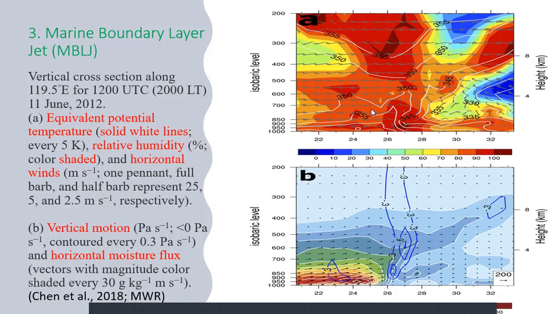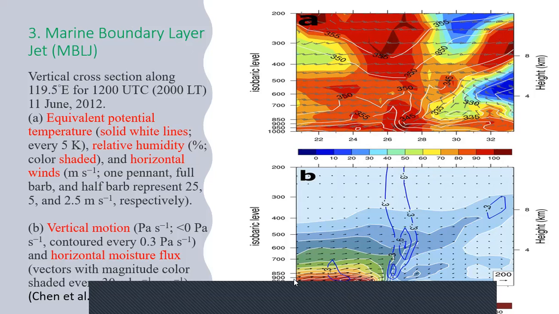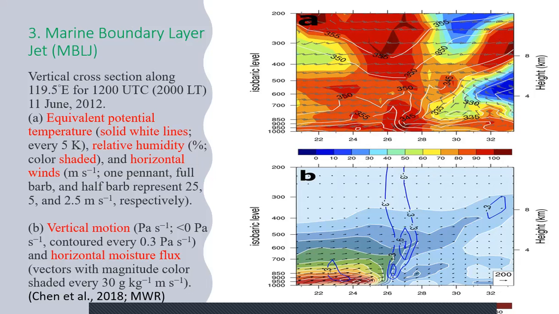This is one example of the Mei-Yu frontal zone. And in this case, I would like to introduce the marine boundary layer jet. So you see warm moist air being lifted above the frontal zone, and you got rising motion along the leading edge of the cold front. And to the south, you see moisture transport below 850 millibars by the marine boundary layer jet.